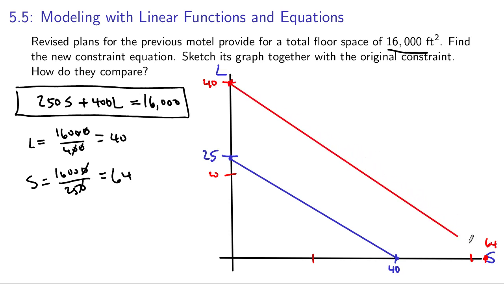So by having 16,000 square feet, we have moved the line up, representing the new amount of space. We now have more possible configurations that are valid. So here we have the large rooms. There could be up to 40 with no small rooms with a new constraint of 16,000 square feet. Or we could be anywhere on this line or anywhere in between and still be valid with this constraint.